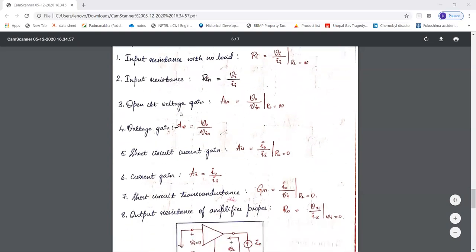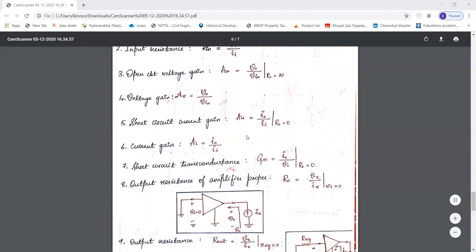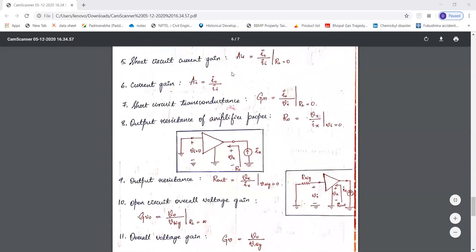And then open circuit voltage gain is AV0, that is equal to V0 by Vin. Open circuit, that is why RL is equal to infinity. And then voltage gain AV is equal to V naught by V in. We know this. And then short circuit current gain is given by AIS. I represents current and S for short circuit. This is given by I naught by II. Short circuit, that is why RL is equal to 0. And current gain AI is given by output current by input current, I naught by II.